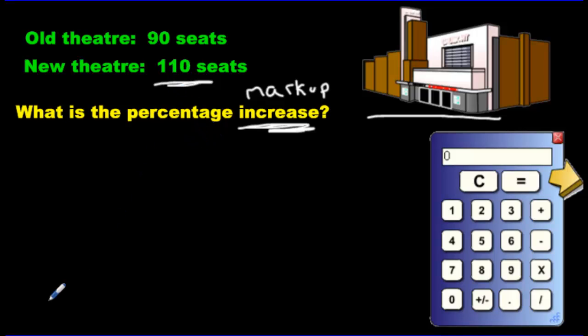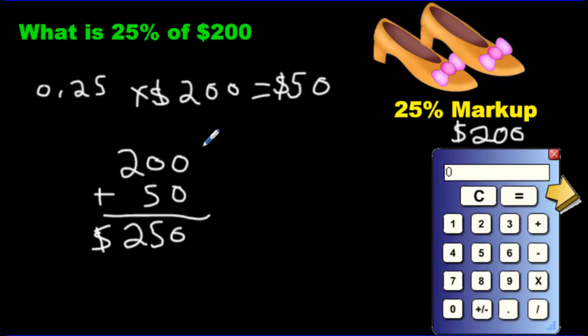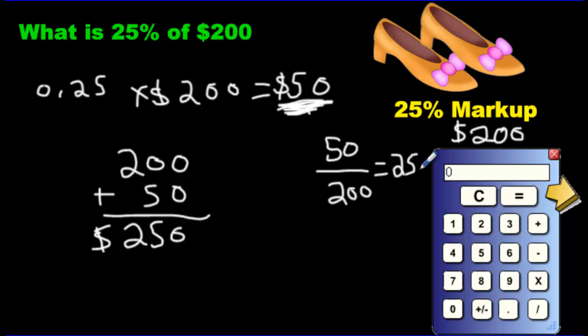How much did we increase the amount? Here we increased it by $50, right? And 50 out of 200, if we go back to this, 50 out of 200 is what? It's 25%. Punch it in your calculator, you get decimal 25, and that's 25%. So the markup is 25%.